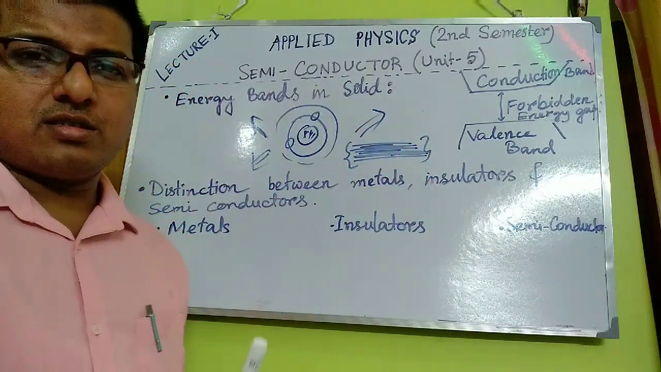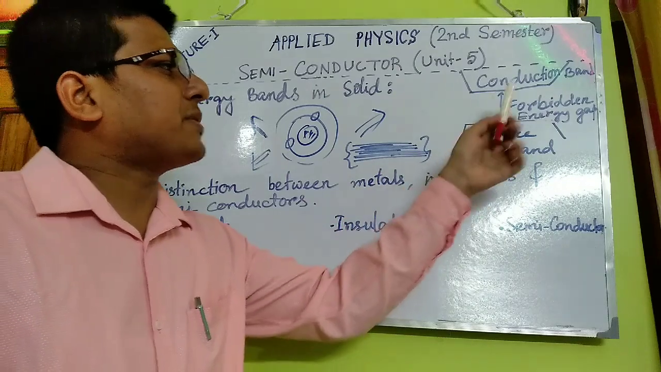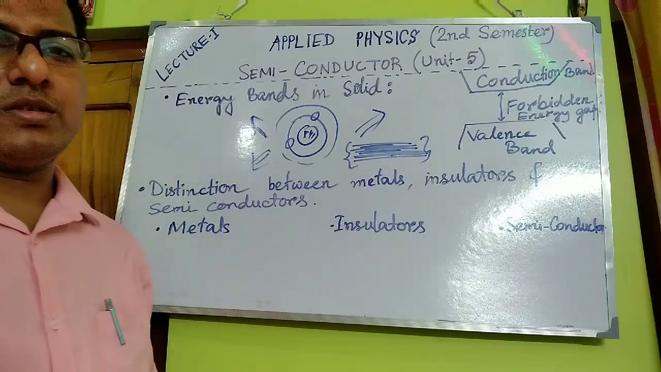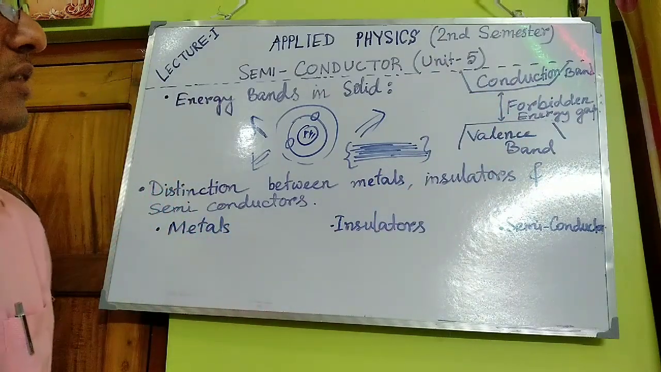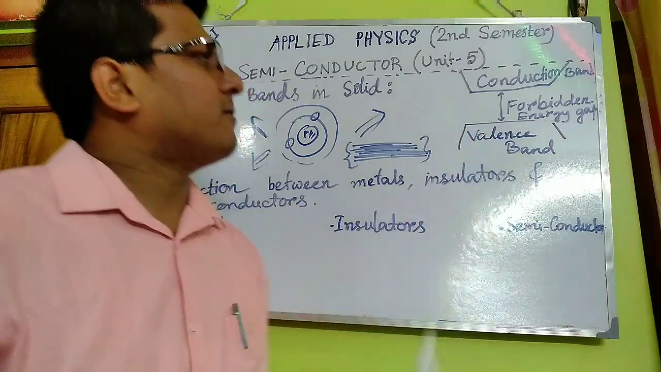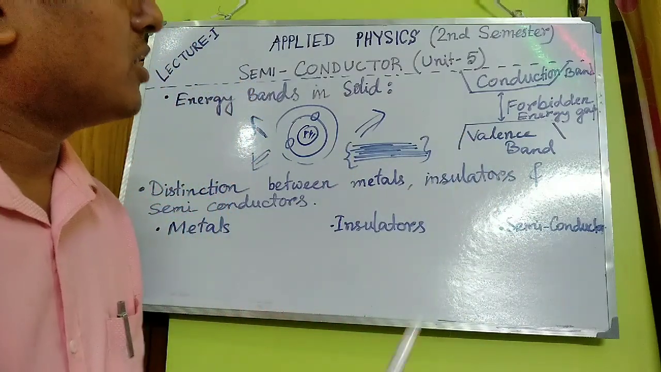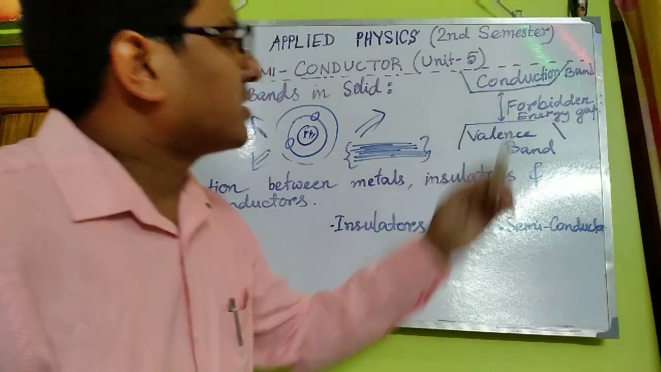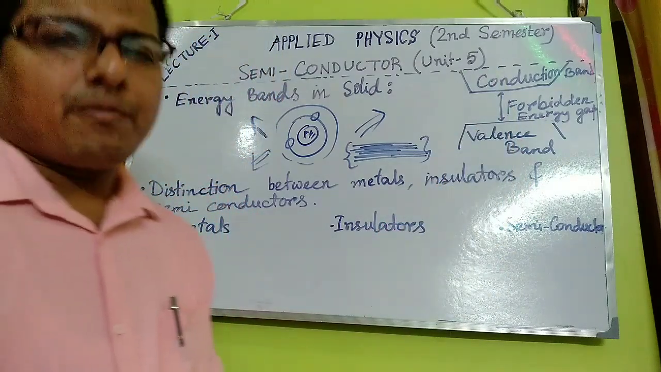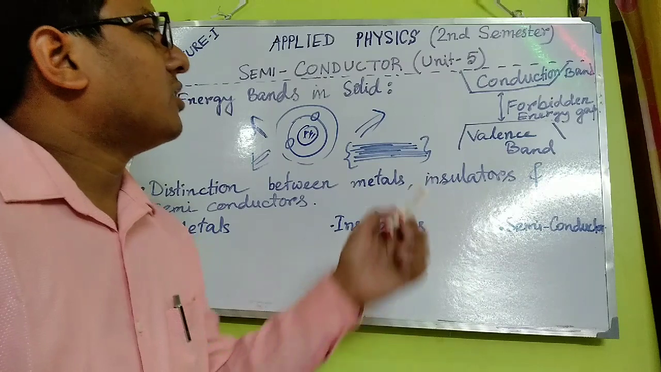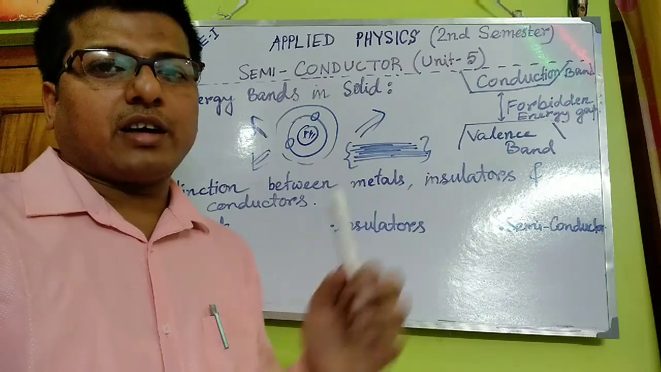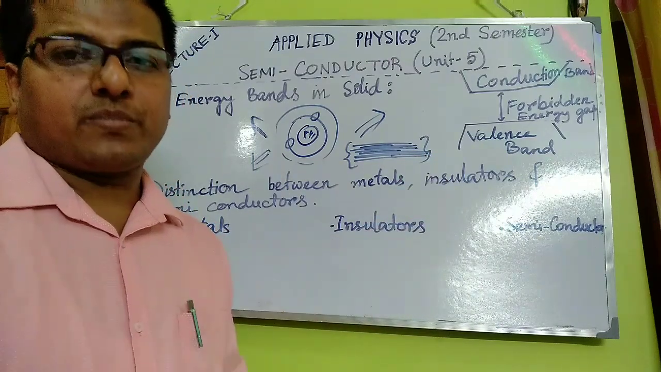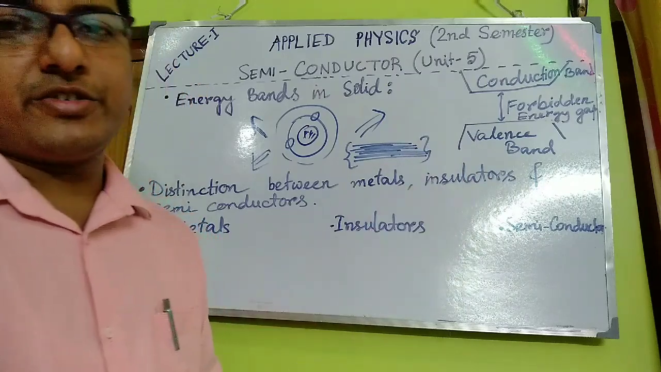These two bands are separated by a gap. This gap is called the forbidden energy gap. If a question asks what is the forbidden energy gap, then you will say the gap defined between the valence band and the conduction band is called the forbidden energy gap.